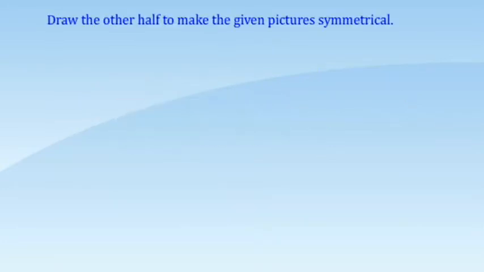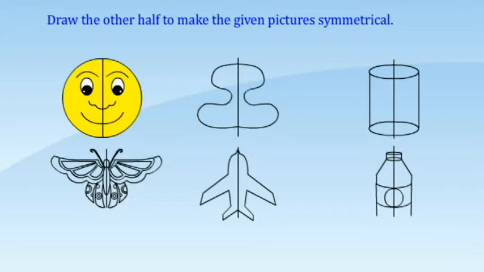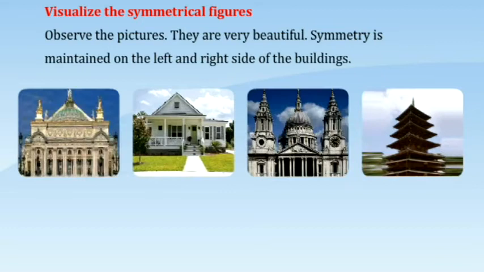Activity. Draw the other half to make the given picture symmetrical. Visualize the symmetrical figures. Observe the pictures. They are very beautiful. Symmetry is maintained on the left and right side of the buildings.